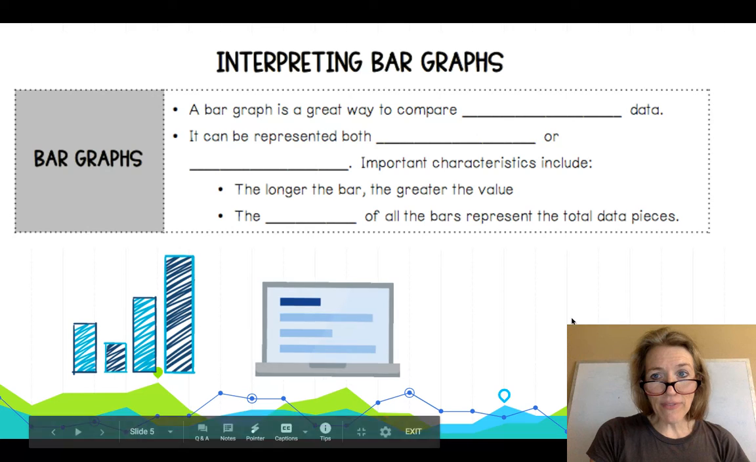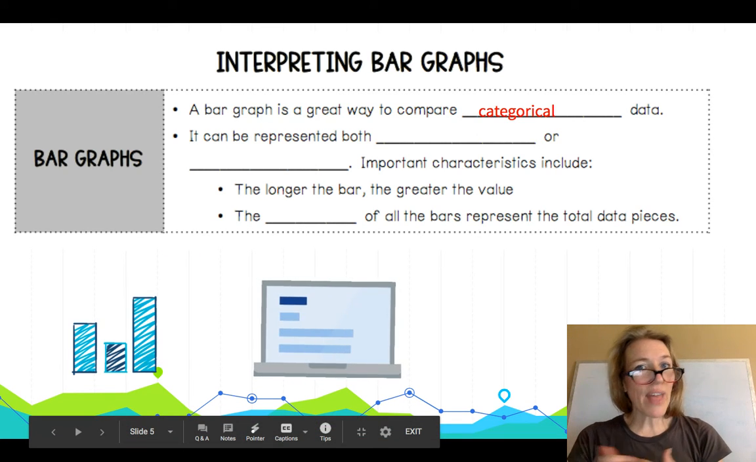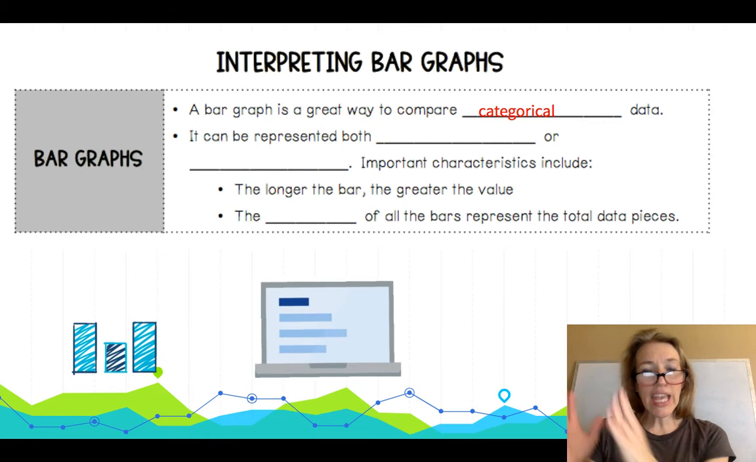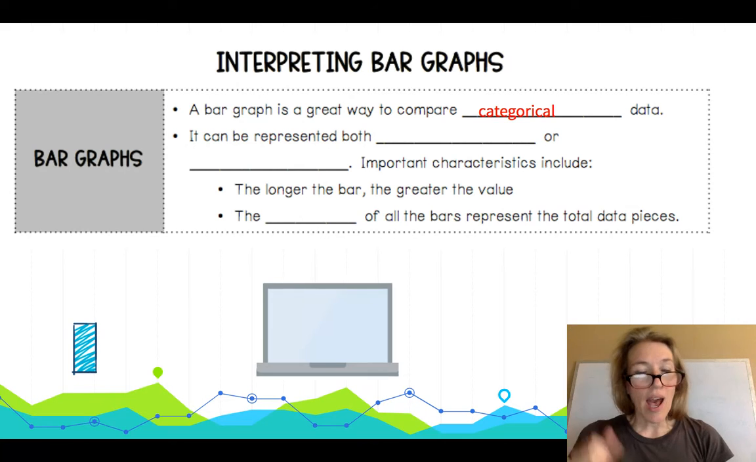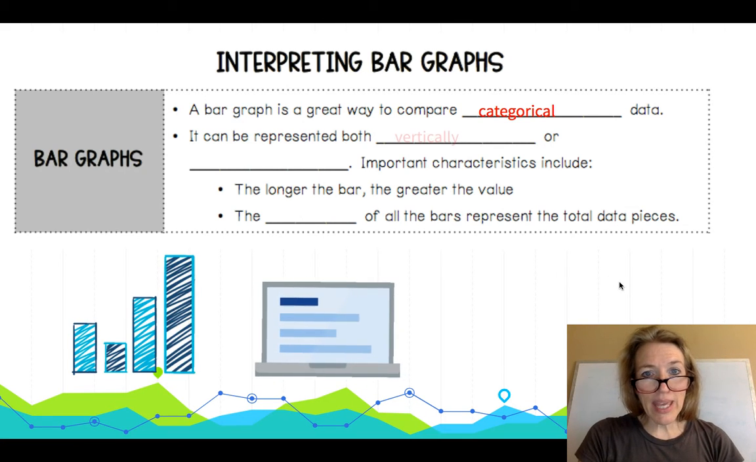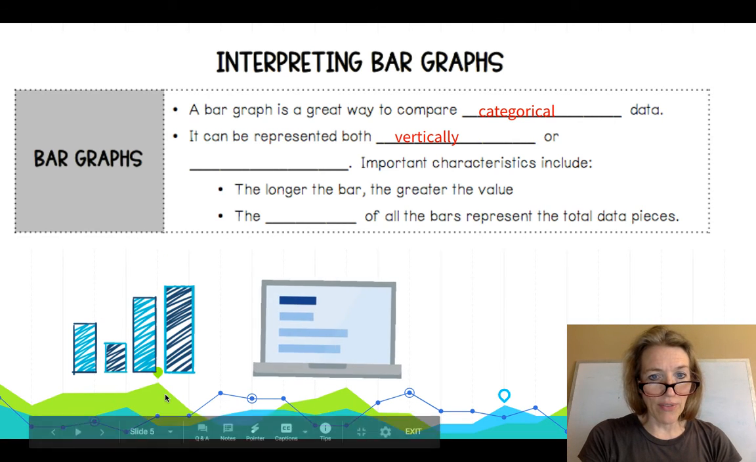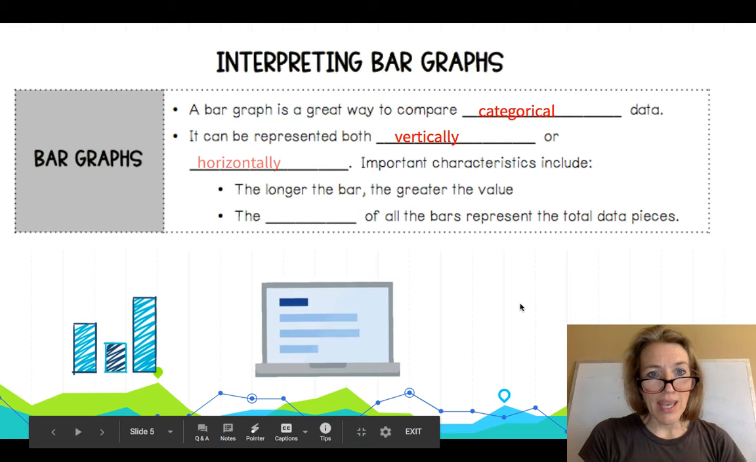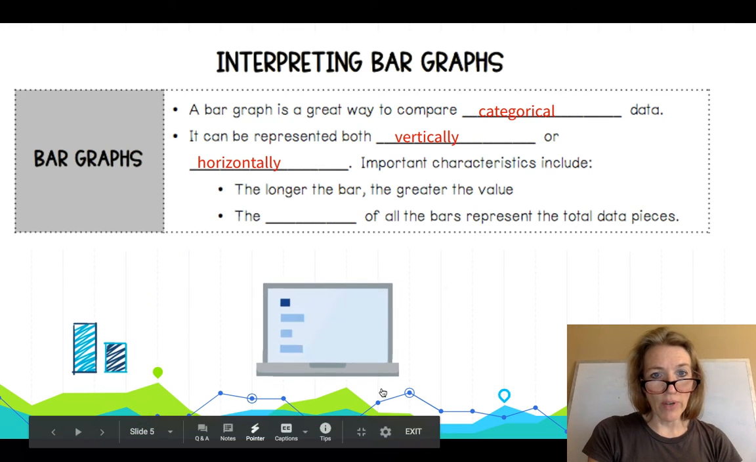A bar graph is an awesome way to compare categorical data. So that simply means if your data breaks up into different categories, a bar graph is for you. It can be represented vertically, as you can see, I have an example over here on the left. It can also be displayed horizontally, so I have another example over here.